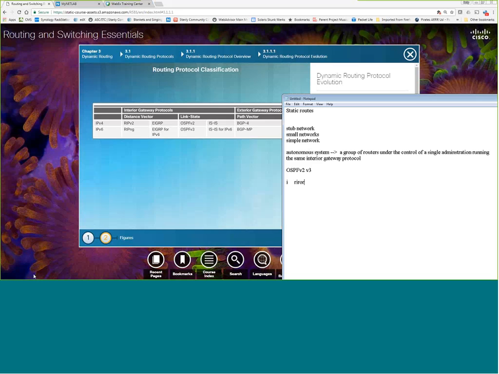Interior gateway protocols route within an AS. Exterior gateway protocols route between ASs. I'm going to write that out.